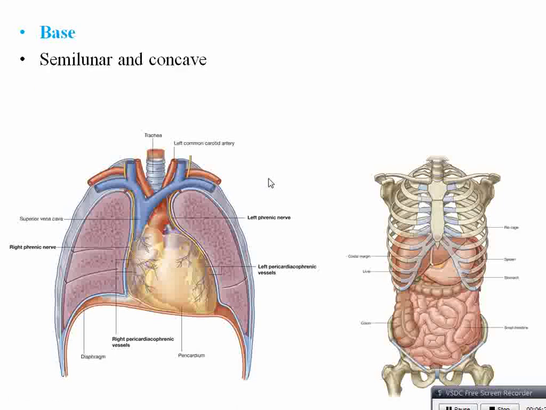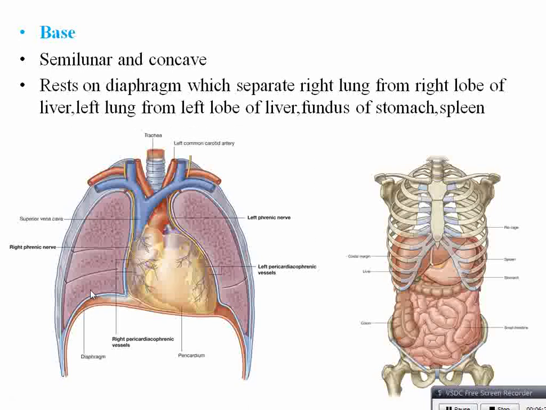The base is semilunar and concave, and it is resting on the diaphragm. So it is related to the superior surface of the diaphragm, which separates the right lung from the right lobe of the liver. On the right side, the right lung is separated from the right lobe of the liver by the diaphragm, whereas on the left side, the diaphragm separates the left lung from the left lobe of the liver, also the fundus of the stomach and the spleen.